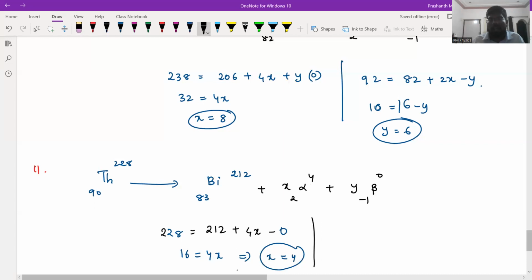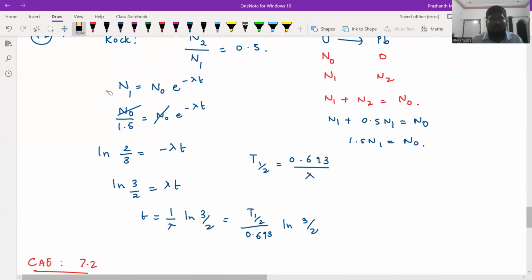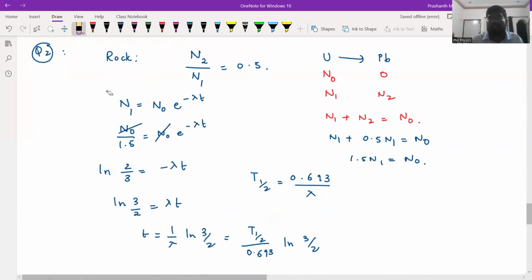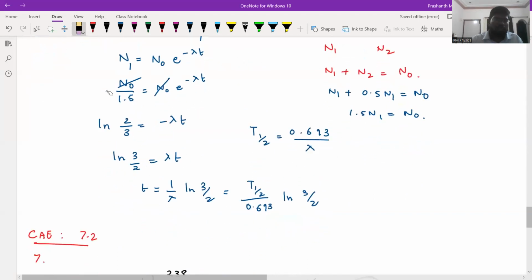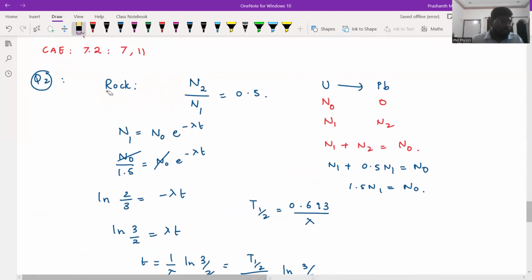Tomorrow, in any test, they ask these standard model questions on balancing of nuclear reactions. How many alpha and beta? So these questions only they'll be asking. You cannot miss these kinds of questions. Simple direct questions. Next, anything else is there?